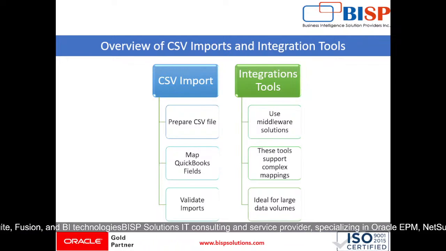Then comes our integration tool, where we will use middleware solutions like Celigo, Boomi or SuiteDoc for automated data transfer. These tools support complex mappings, real-time synchronization and error handling. They are also ideal for large data volumes or scenarios requiring QuickBooks and NetSuite to coexist temporarily. By following these steps, you can ensure a smooth and error-free data migration process from QuickBooks to NetSuite.